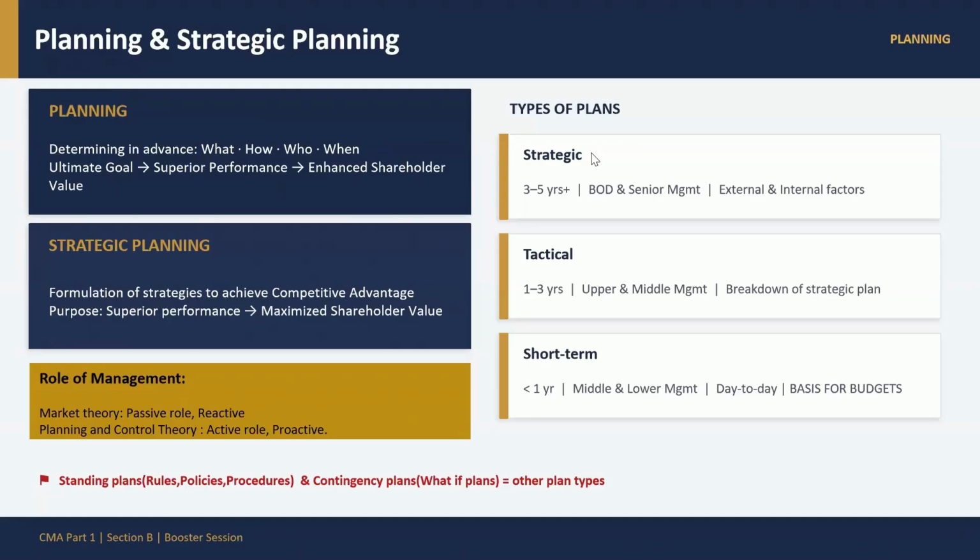Okay. Now, what about these tactical plans? It will be the responsibility of upper and middle level management. So here, middle level managers will plan how to achieve opening up a new branch in Bangalore within 2 years. That will be the plan of middle level management. They'll just take the support of upper level management.